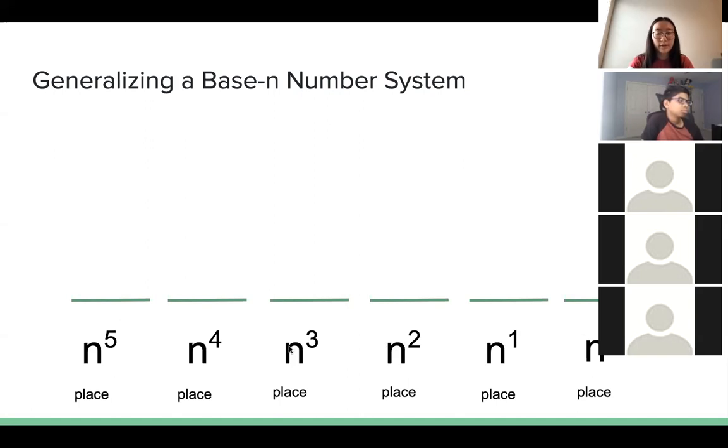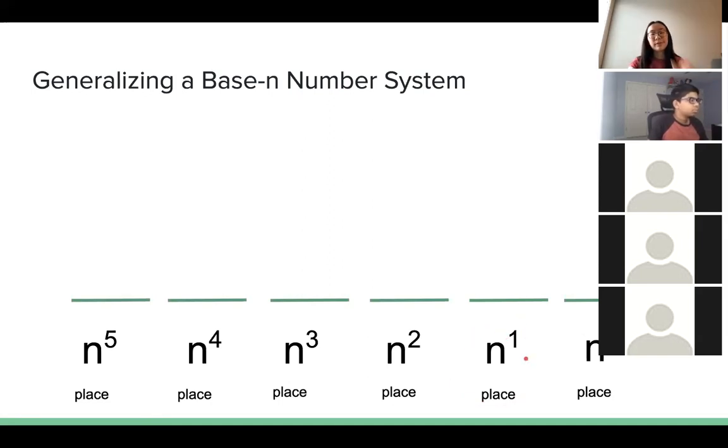So say we're doing a base 3 number system. Well, this first place over here, n to the 0th, is going to be the ones place like always, because anything raised to the power of 0 is 1. But then the n to the first place, what place is that going to be? If n equals 3, what is this place? Wouldn't it be a 10?